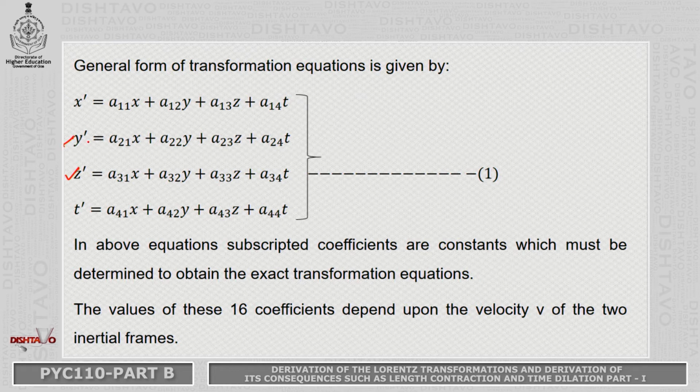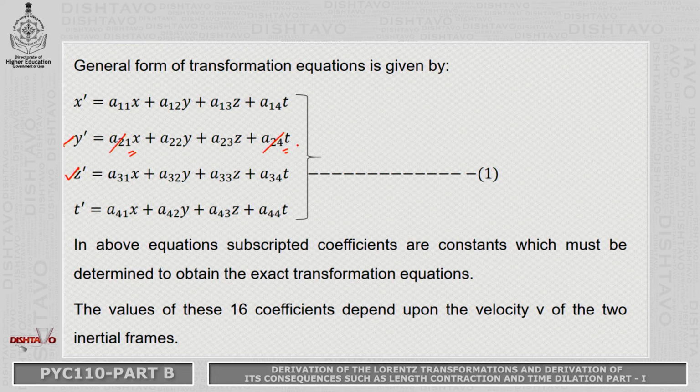For y dash to be equal to 0, we need y to be equal to 0 and z to be equal to 0. So y dash is 0 when y is 0, z is 0, but we cannot say anything about these two terms a21x and a24t. So for that equation to be satisfied, we must take a21 to be equal to 0 and a24 equal to 0. So we have fixed our two constants a21 and a24 to be equal to 0.